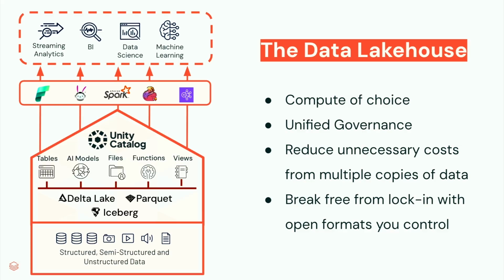By having everything governed by Unity Catalog, it can give access and permissions, govern those permissions and access to a variety of engines. It is your access point. Engines being Fabric, it could be Trino, open source Spark, it could be Databricks Spark, DBR, and this is what's able to enable you to do streaming analytics, BI, data science, and machine learning.